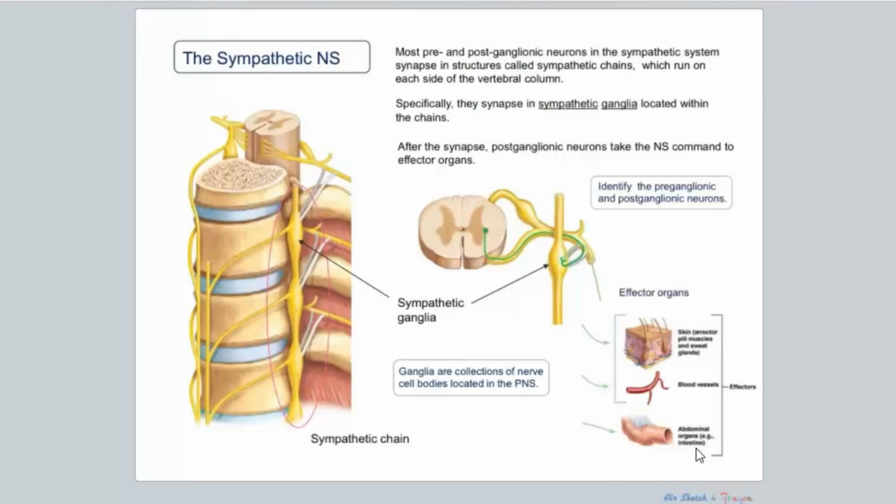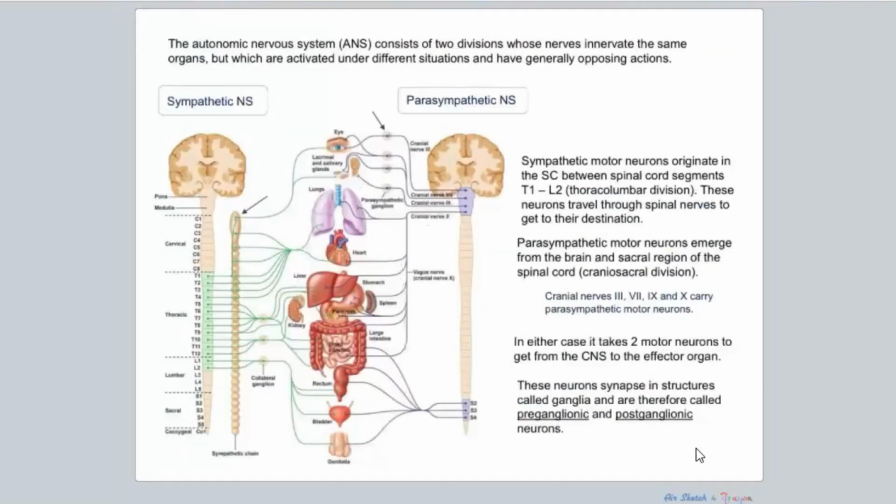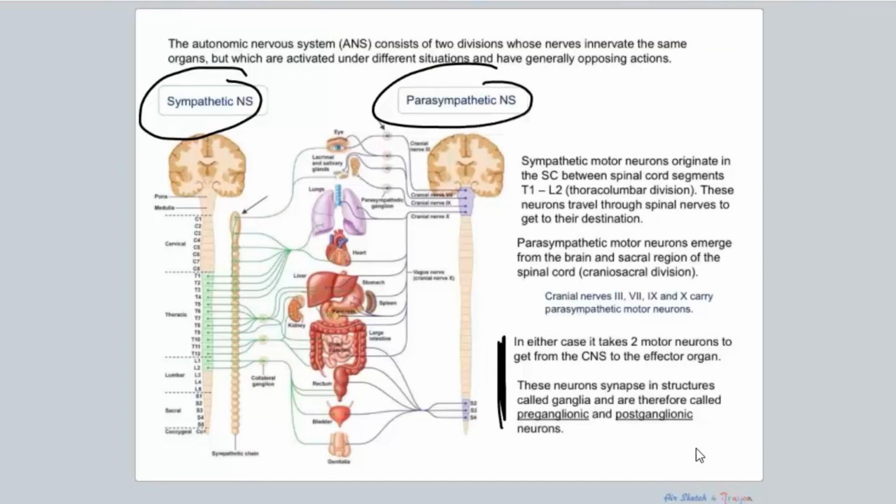Okay, so I have some anatomy here for you guys, and the nursing school really stresses, they want you guys to know this anatomy and the structure of the nervous system, in particular with the autonomic nervous system. Okay, so most pre- and postganglionic neurons in the sympathetic nervous system synapse in structures called sympathetic chains. Oh, I guess I skipped something here. Okay, yeah. In either of these cases, in the sympathetic or the parasympathetic division, it takes two motor neurons to get from the central nervous system to the effector organ.